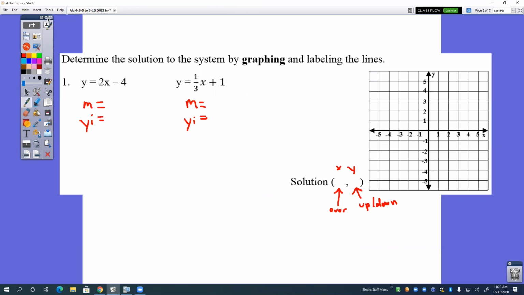I'm going to give you about 30 more seconds or so. Again, remember, if you don't know how to graph the lines, type them into your calculator and then hit second and table so that you can see your points and then connect those points to form your line.